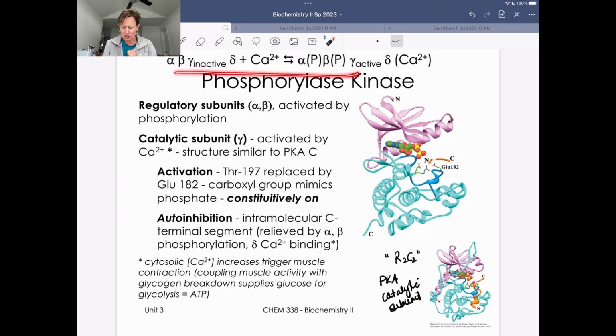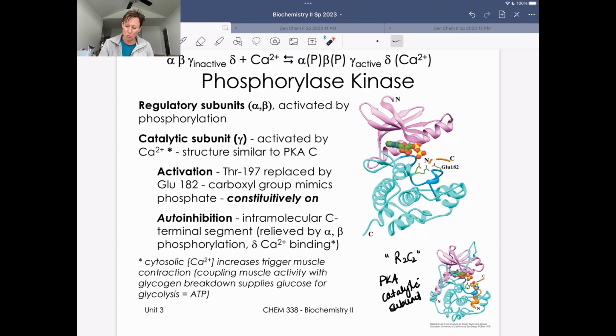So what happens to shift it so that our gamma subunit is active? Now, unlike PKA, we don't have a physical separation here, but what happens is these two regulatory subunits, alpha and beta, get phosphorylated. So that's what we're showing here. Our delta subunit binds calcium. Those three events, phosphorylation and binding calcium, change the shape of this. They all stay together, but it changes the shape such that our gamma subunit pulls out its self-inhibitory domain and now can bind substrate and do phosphorylation chemistry. Okay, so that's the big picture.